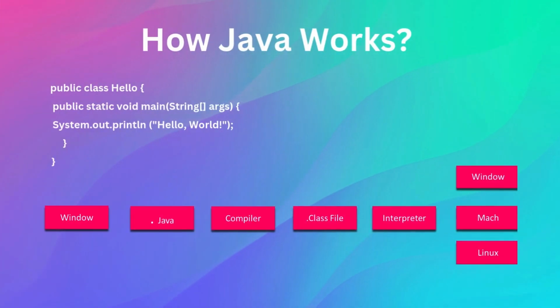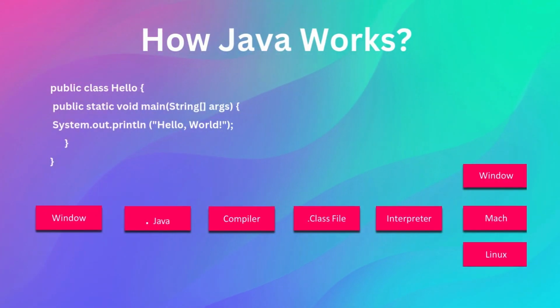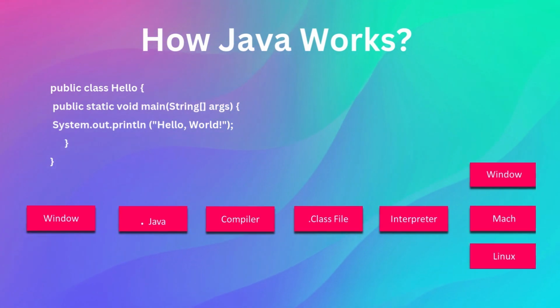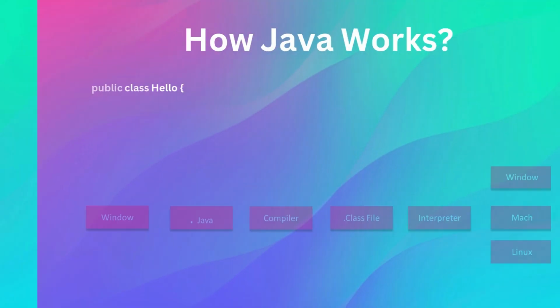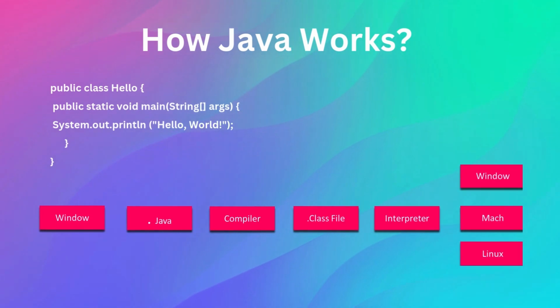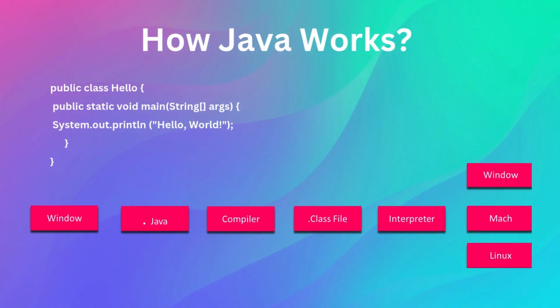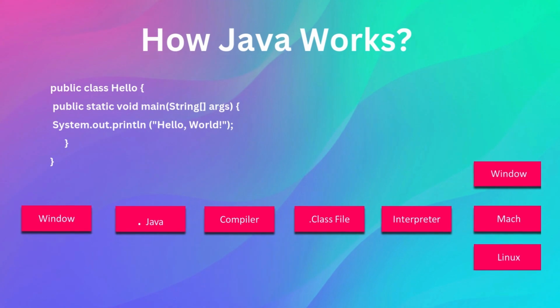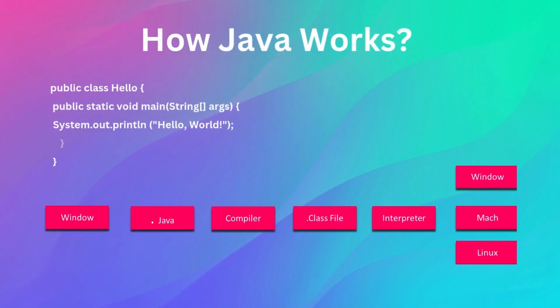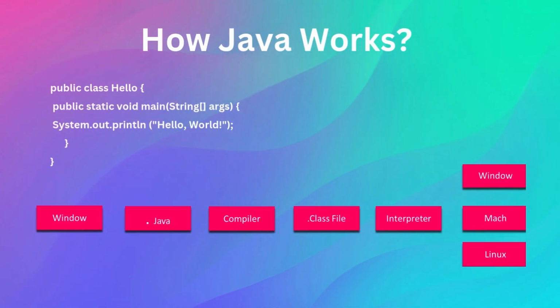How Java works. Java doesn't run directly on a computer like other programming languages. Instead, it follows a process to ensure that the same code works on any device. Here's how Java works.